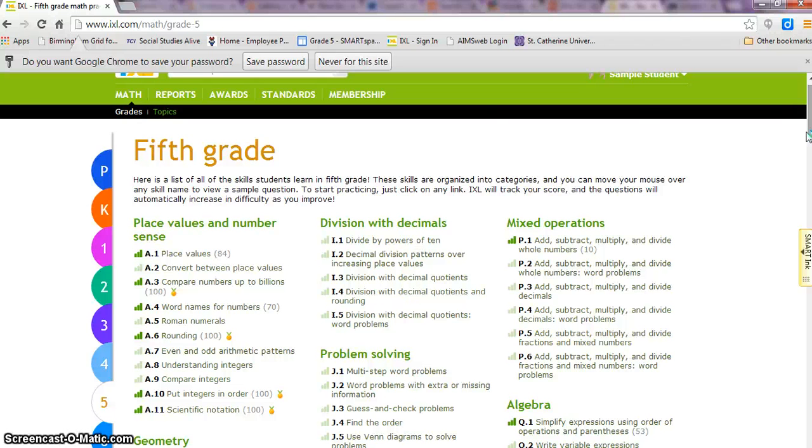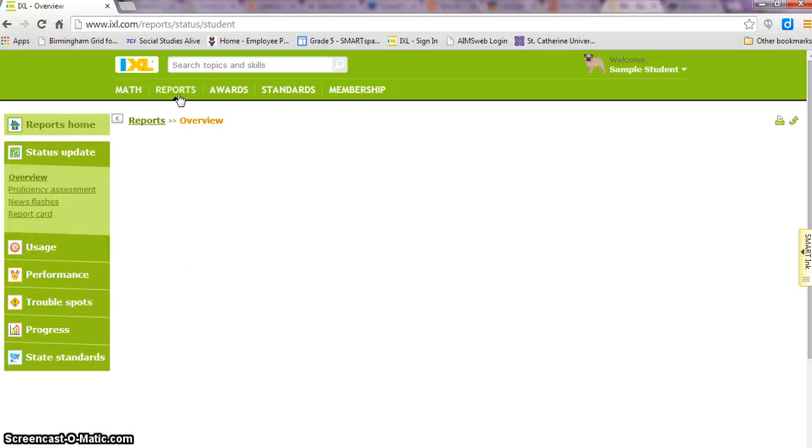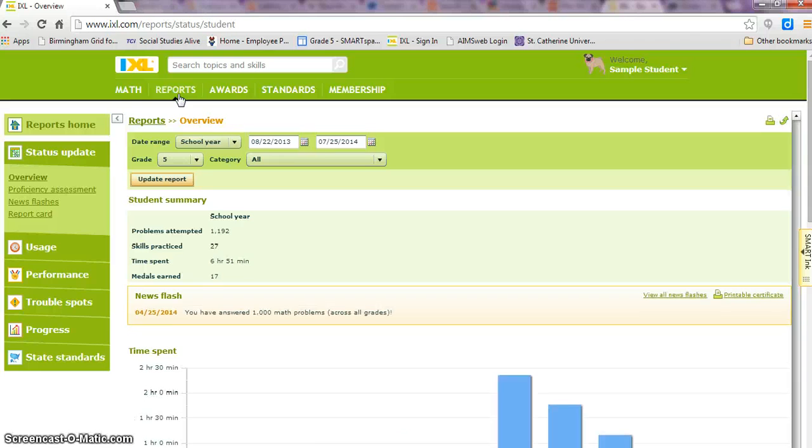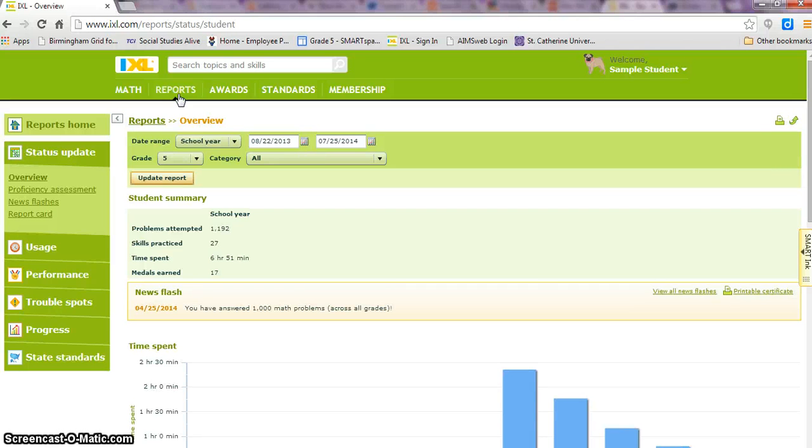As a parent, if you would like to see a general idea of how your student is doing in their work on iXL, you can go to the Reports tab. The Reports tab tells you a couple different pieces of information. It tells you the number of problems practiced so far in this account, the number of different skills practiced, and the time spent on iXL.